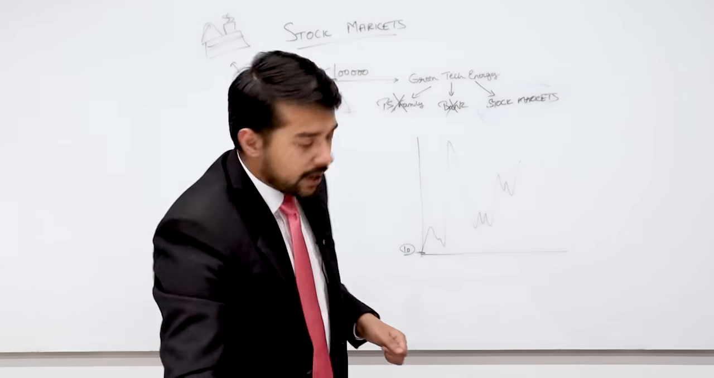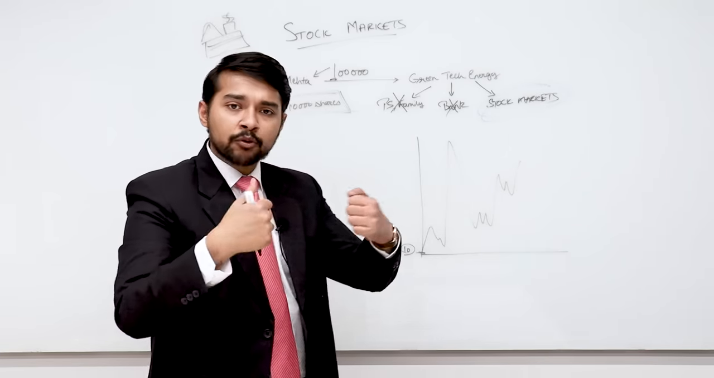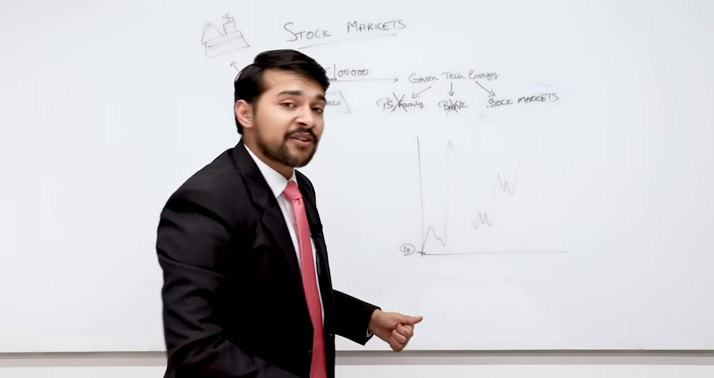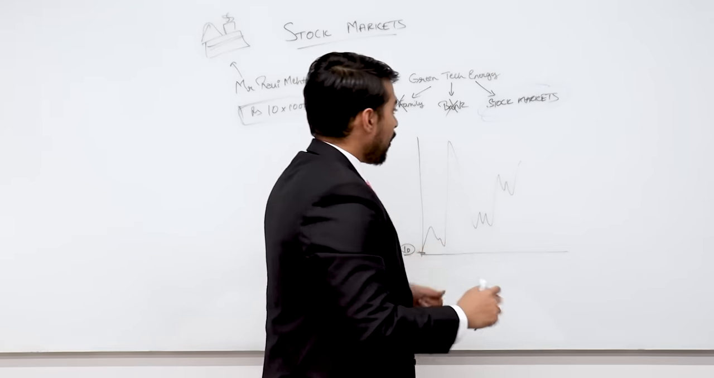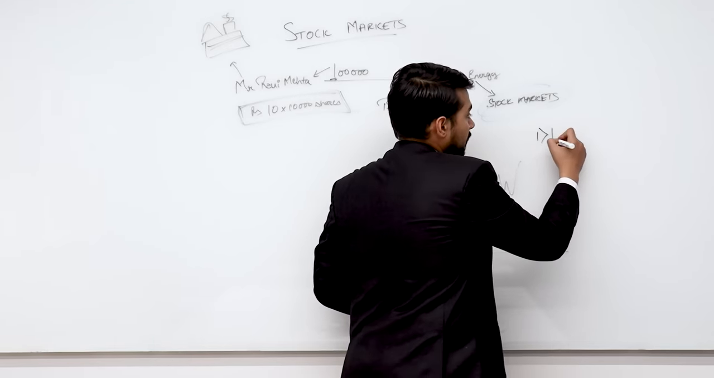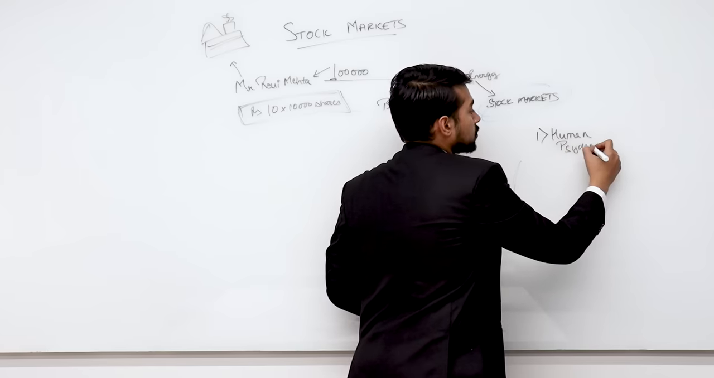Fair? Now, 3 points is simple. I'm going to tell you all the 3 points. Then, I'm going to give you the answer. Why do the share prices move up and down? And how do the prices move up and down? Point number one. Human psychology.